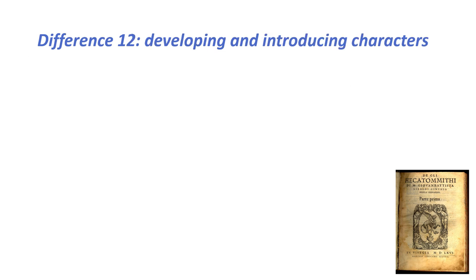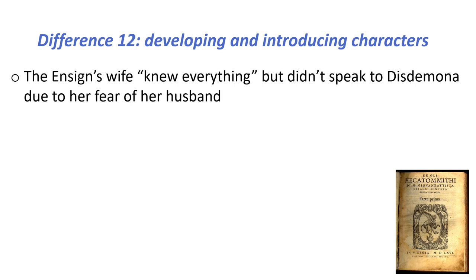Difference 12 then, Shakespeare develops and introduces a lot of characters in his version of the play. So we have the ensign's wife, who in Shakespeare's version is Emilia. In Cinthio's version, Emilia knew everything, but she doesn't speak to Desdemona because she's afraid of her husband. In Shakespeare's version, Emilia doesn't know very much. She knows that Iago is jealous, she knows that he's up to something, but she doesn't know what it is. And so she plays into Iago's hand, she gives him the handkerchief and so on, and she doesn't realise till the end of the play what the reason for that is.